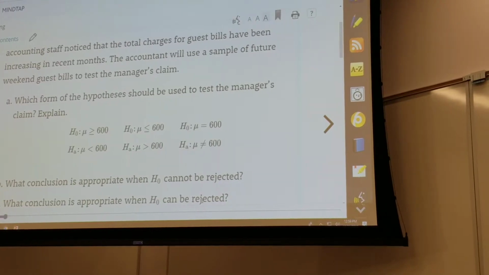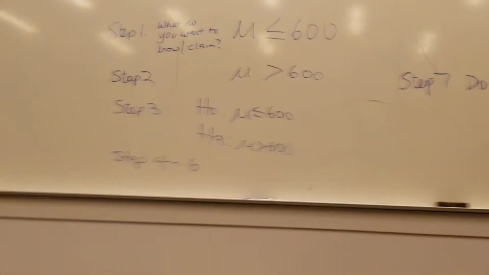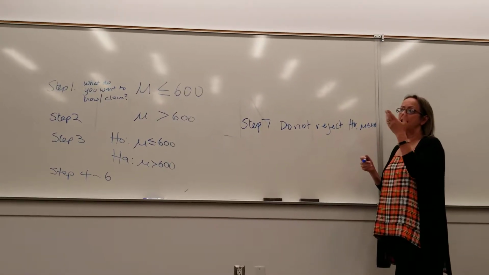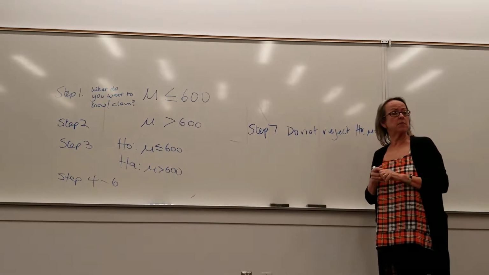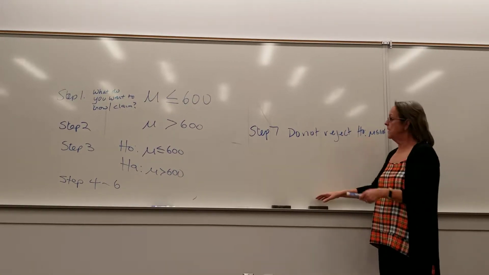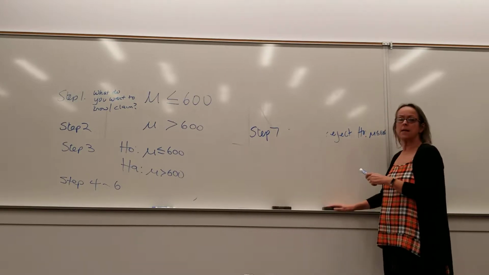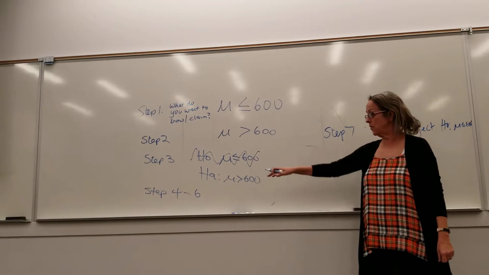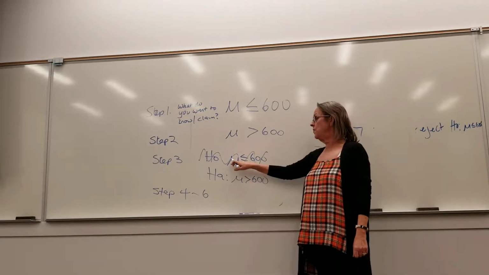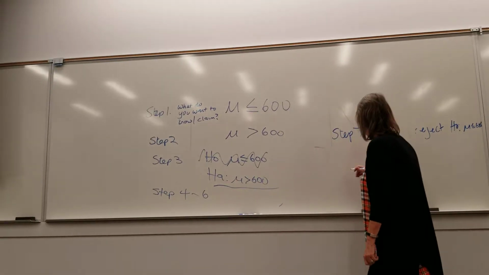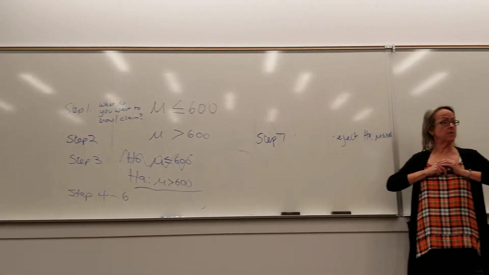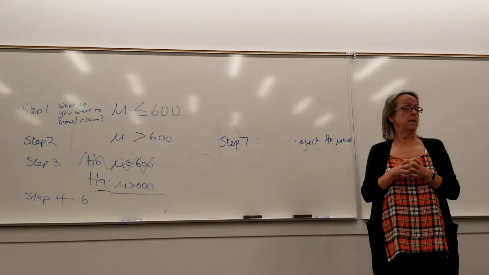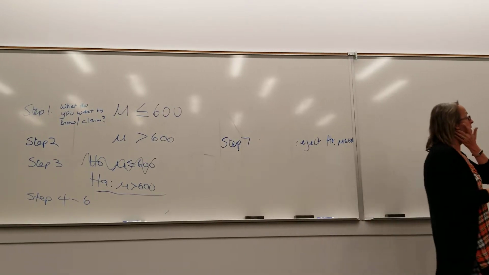Because you can't just be a little bit more. That's in the suspicious range. You've got to be statistically significantly different. So if you do not reject the null, then you would not be able to disprove the manager's claim. What if you do reject the null hypothesis? Then you can disprove it with your work. If you reject the null, then you have to think that mu is greater than 600 and that the bills have been increasing. Does that make sense? Okay, so let's look at number 2.